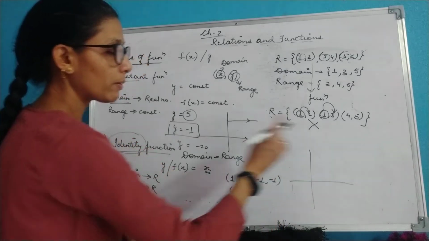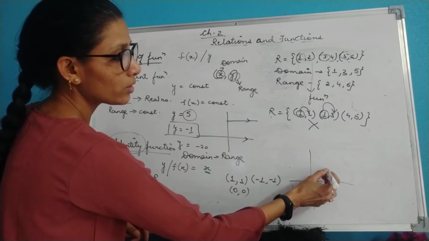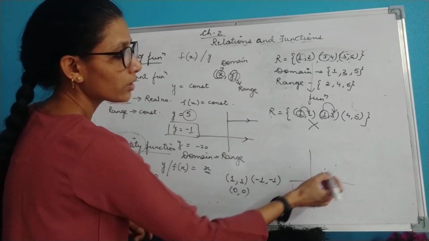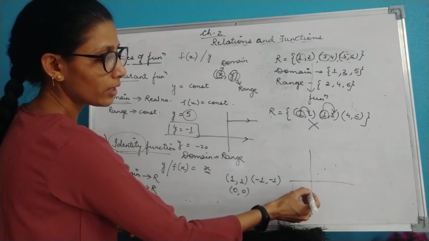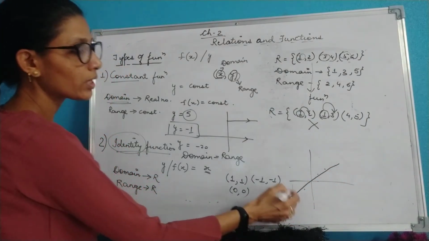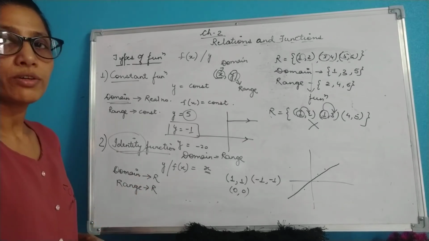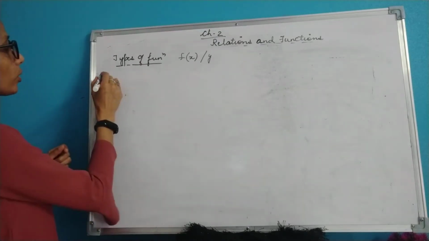Graphically, if you want to represent it, say x is 1, y is 1, x is 2, y is 2, x is 3, y is 3. If x is 0, y is 0. If x is minus 1, then it is again minus 1. So you will get a straight line passing through the origin. Let's come to the next function. Next is your polynomial function.